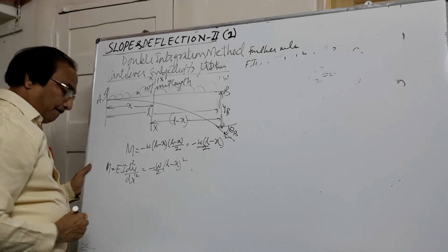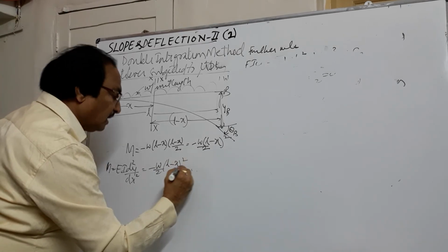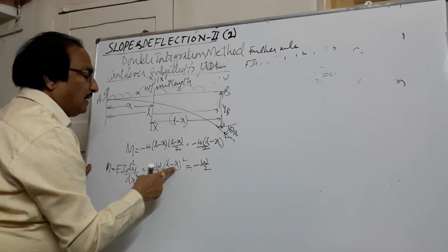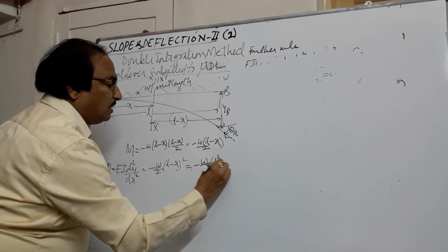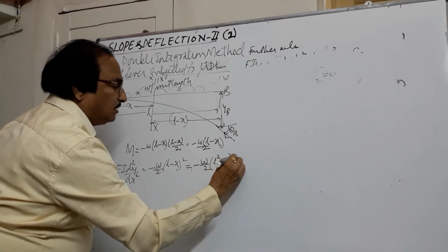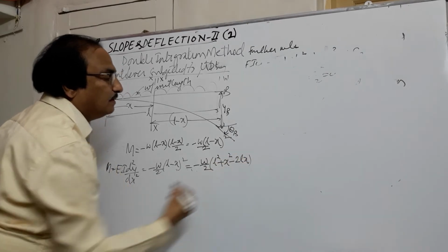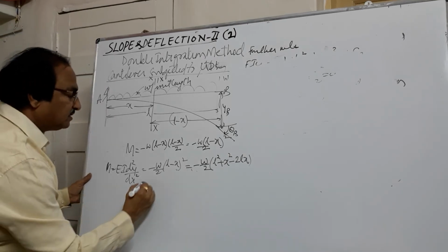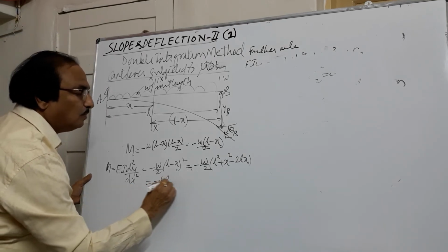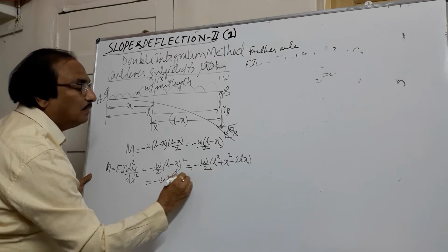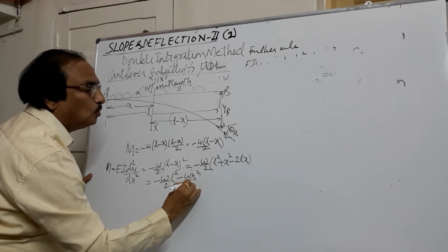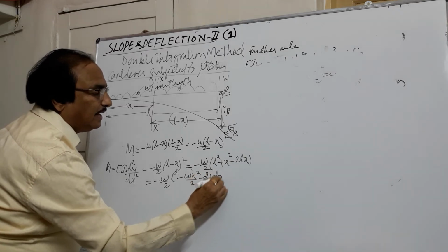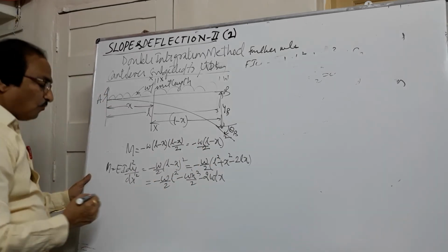Now if I expand this term, it will be a square plus b square minus 2ab. So this is the expansion, and it will be simple for us to simplify. So this will be equal to minus W by 2 into L square plus W x squared by 2 minus 2WLx. Now we will integrate it.